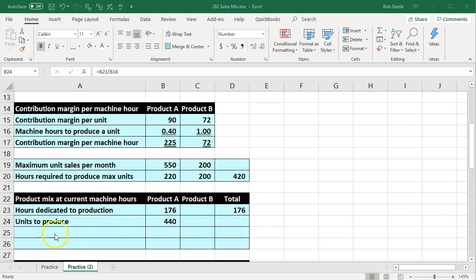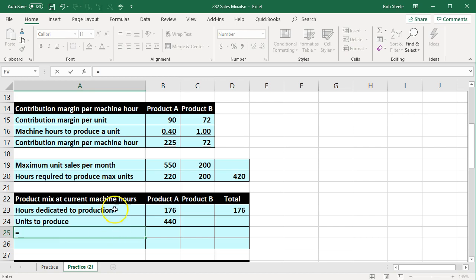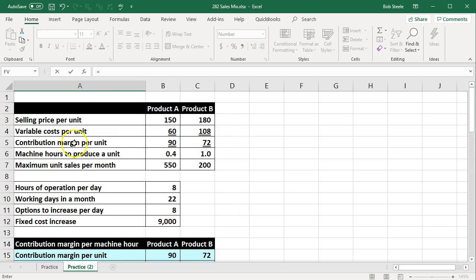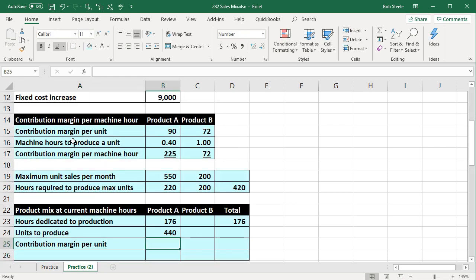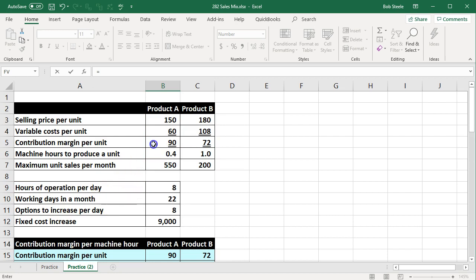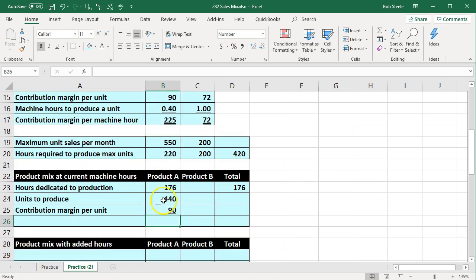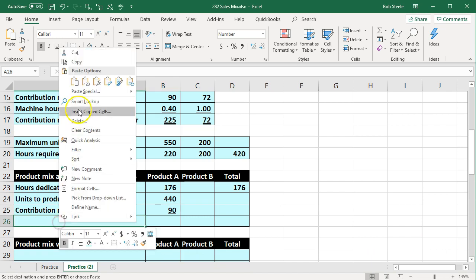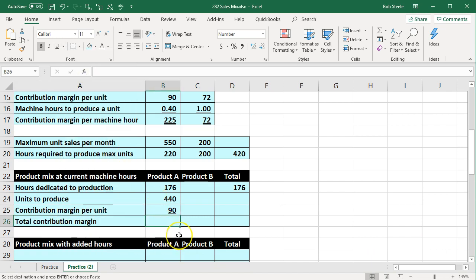Then we're going to have our contribution margin per unit. Contribution margin per unit is going to be this item, and this is equal to 90. Why is this the case? Because this is the number of units. Now we go to our contribution margin, and that's going to give us our total contribution margin. So the contribution margin per unit times the number of units we're going to produce equals the 440 times the 90. That's going to give us the 39.6. And if we sum that up, of course, we have the 39.6.